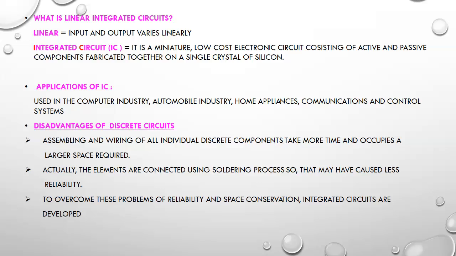First, let us see what is linear integrated circuits. Linear means input and output vary linearly. If input varies, output varies linearly. Integrated circuit means it is a miniature low-cost electronic circuit consisting of active and passive components fabricated together on a single crystal of silicon. That is, it is an electronic circuit which consists of active and passive components such as transistor, resistor, capacitor, like that. All are fabricated on a single crystal of silicon chip.